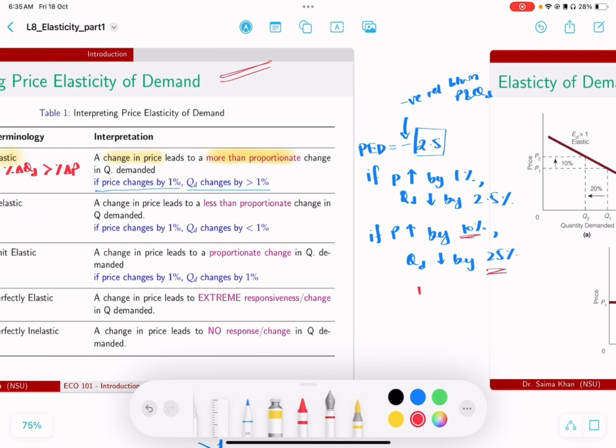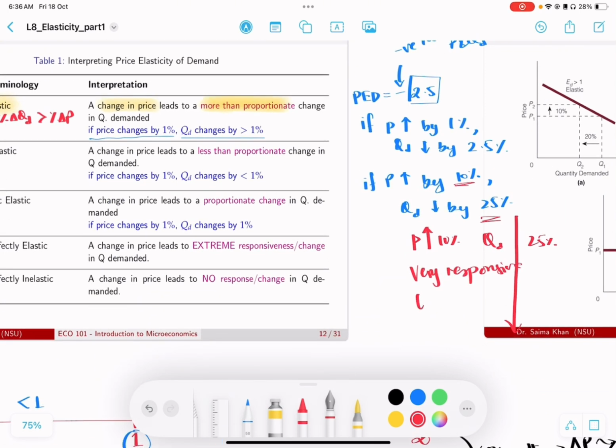I always like to draw the arrows. So I'm saying that the price changes by 10%, right? Let's say this size of the arrow reveals 10%. In that case, huge drop in the quantity demanded. So this is like a 25% change. So definitely we're dealing with very responsive quantity demanded, which means we're dealing with elastic demand.